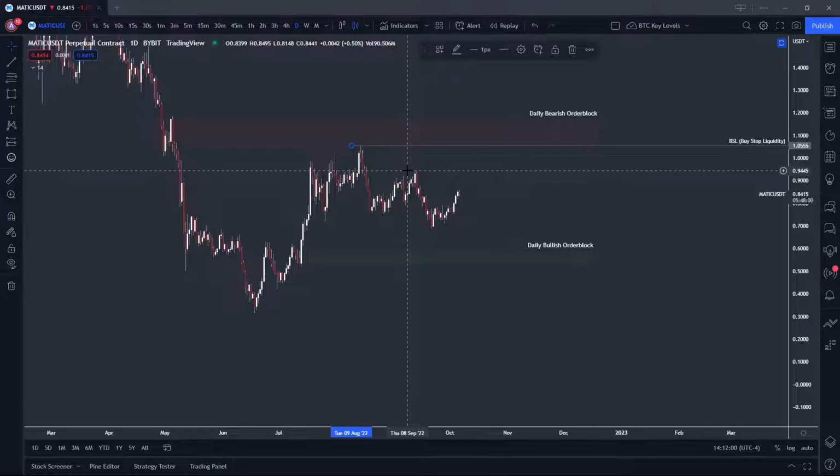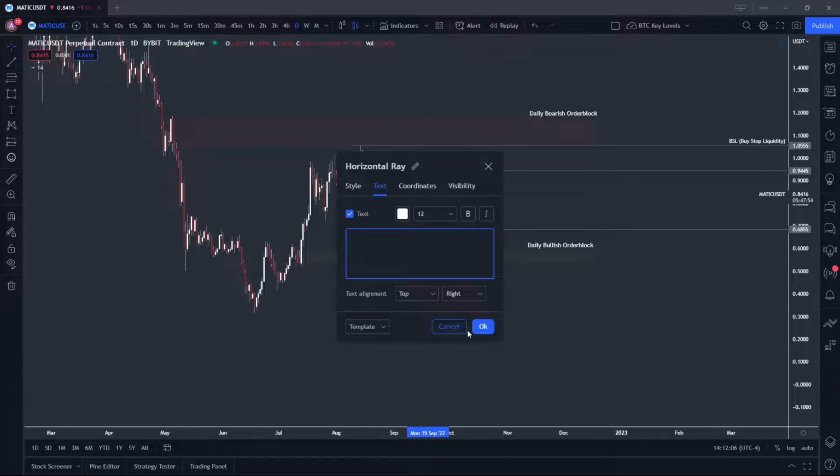And you know, there's another one right here, and just put one right here. You can call this sell stop liquidity.